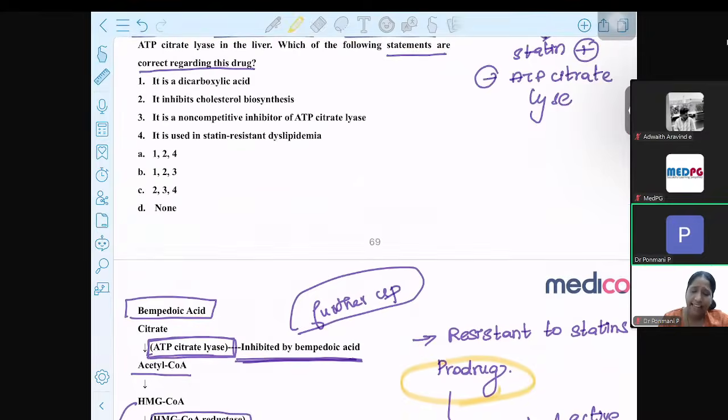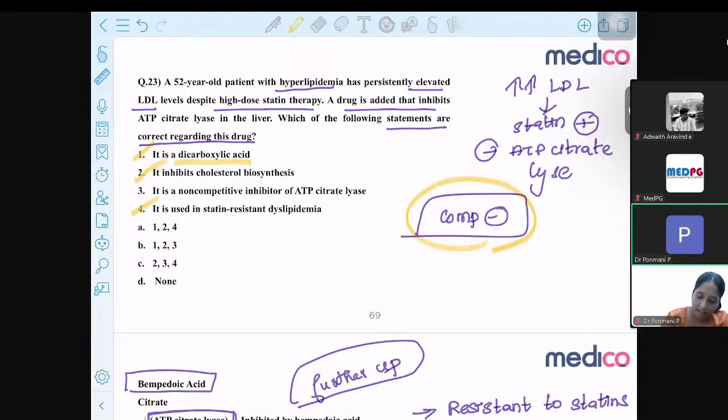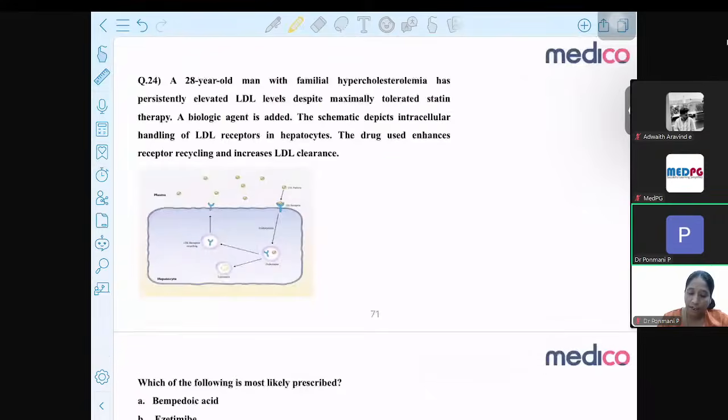Okay, and it belongs to a family of dicarboxylic acid. Please note this too. So the right option is that it is a dicarboxylic acid inhibitor. It inhibits cholesterol biosynthesis and it is used in statin-resistant dyslipidemia. But note, it is not a non-competitive inhibitor. It is a competitive inhibitor only. Okay, so the wrong option here is this. So this is wrong. So which is the right one? It is 1, 2, and 4. These are the right options. Now moving to the next one.